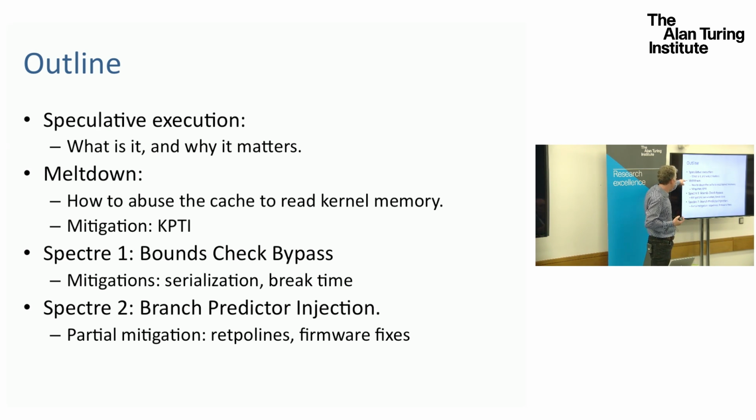There's one called Meltdown, which is, I think, the easiest to understand of the vulnerabilities, and perhaps the most egregious. Then there's 2 others which are variants of Spectre. We call them Spectre 1 and Spectre 2. And I'll talk about those and what people are trying to do to mitigate these vulnerabilities.